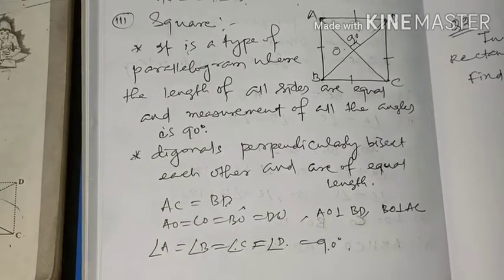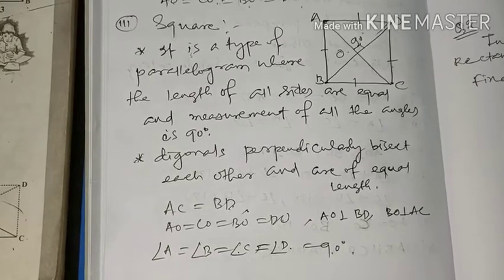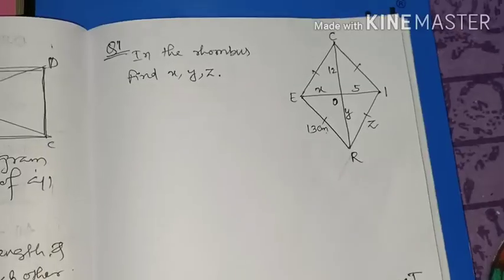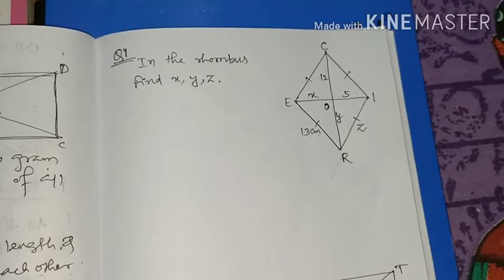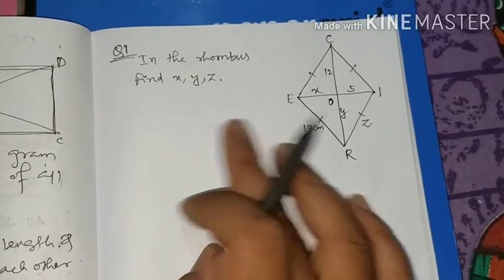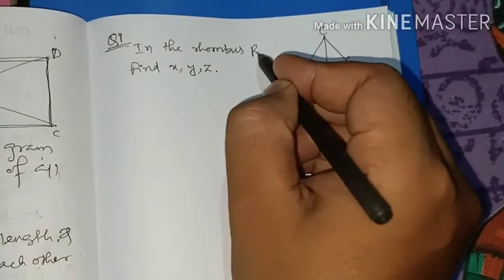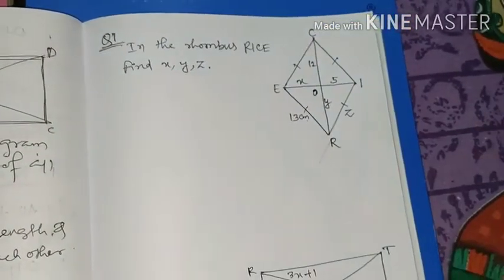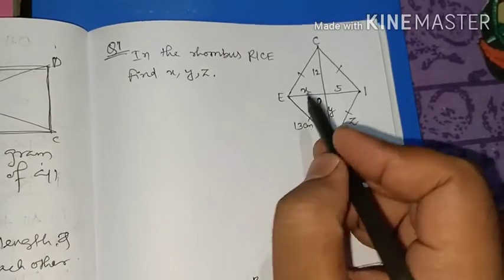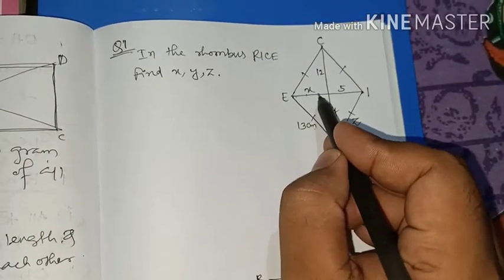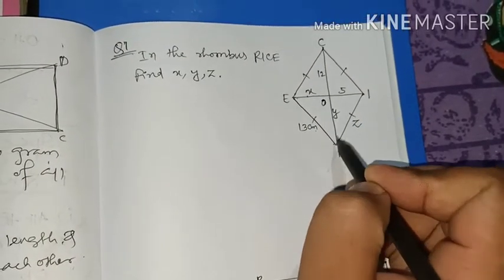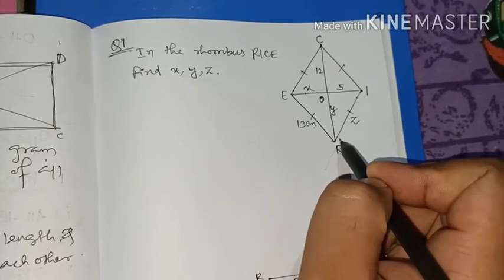So let us discuss one or two word problems so that you will understand clearly. So students, look here. Here is a rhombus RICE. In the rhombus RICE, find x, y, z. We have to find x, the measurement of OE, y, the measurement of OR, and z, the measurement of RI.